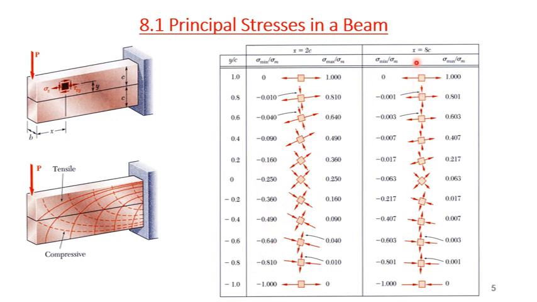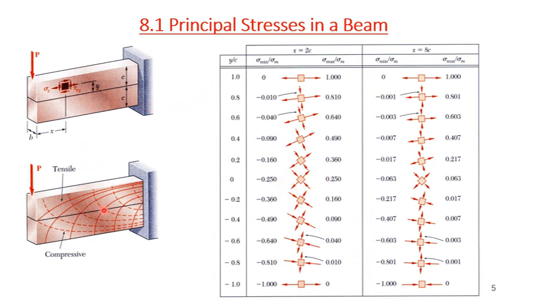Similarly, for x equal to 8c for this cantilever beam, if you go near this end, we have the maximum bending moment. So if you look at the ratio, it is changing, and at the neutral axis the maximum value of normal stress is small as compared to this case, and so on.